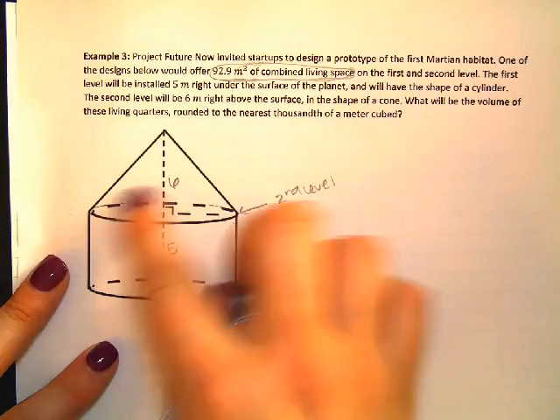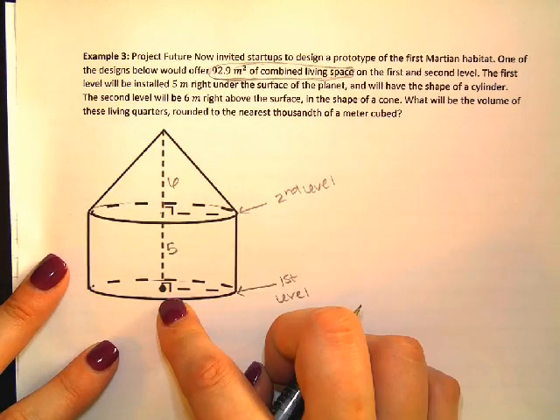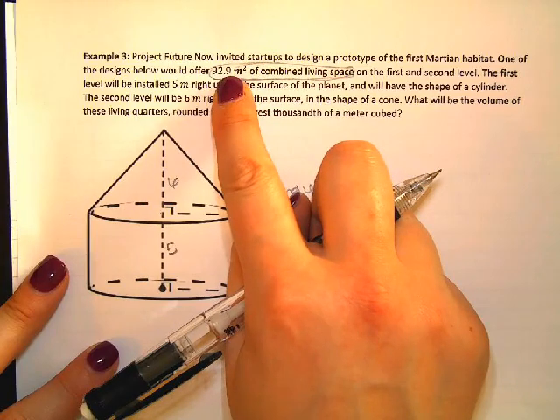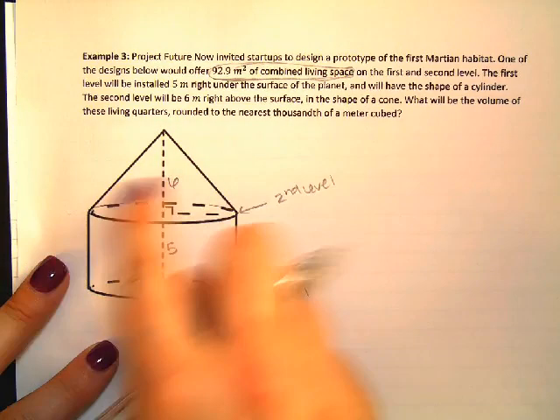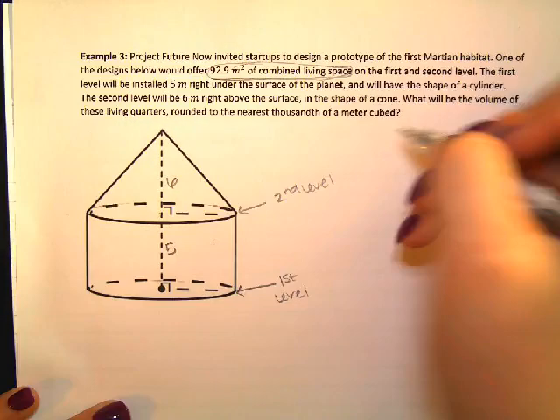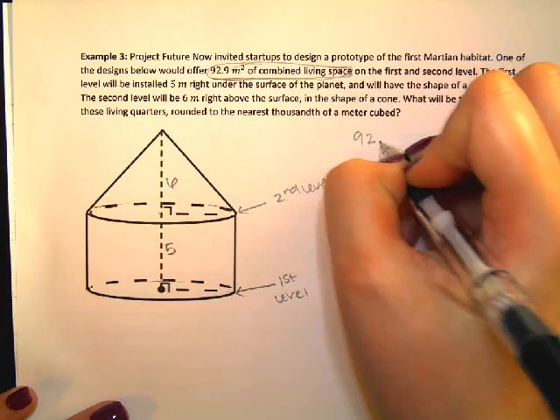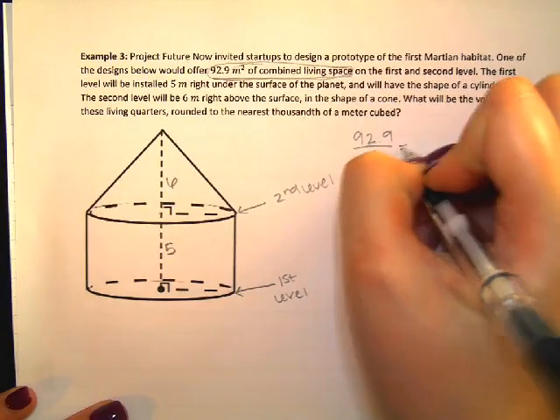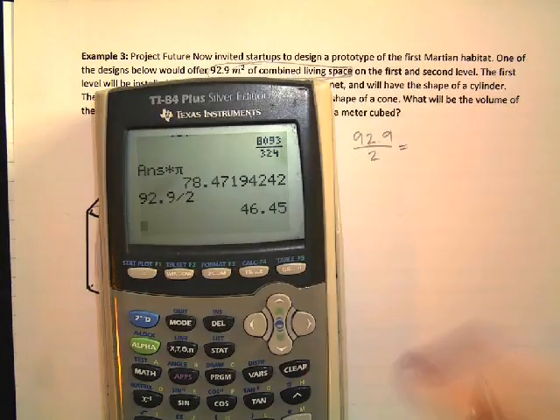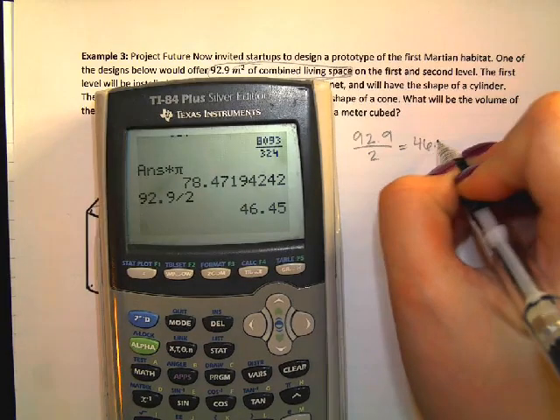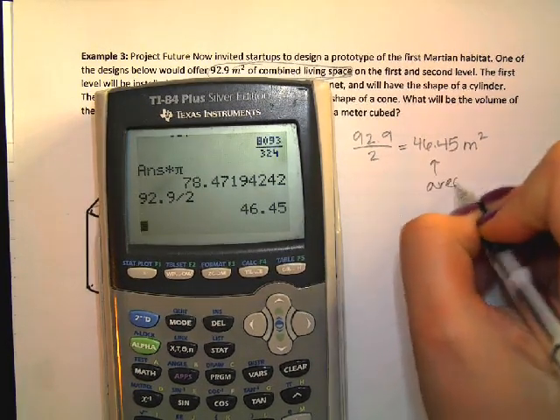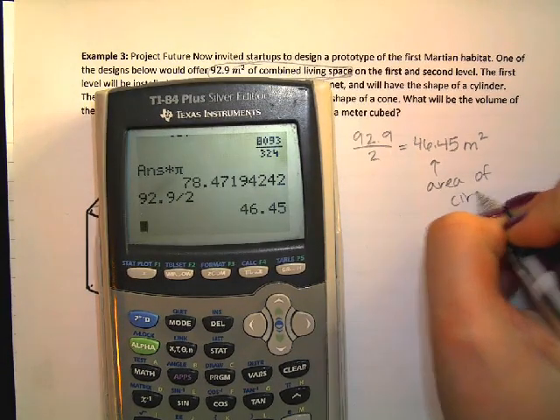And since we know that these circles are exactly the same, then that means that the area of these circles is going to be exactly half of the living space. So half of the square meterage is up here and half of the square meterage is down there. So 92.9 divided by 2 is 46.45 meters squared, and that is going to be the area of the circle.